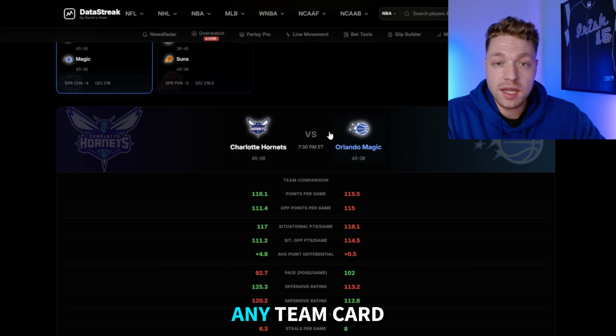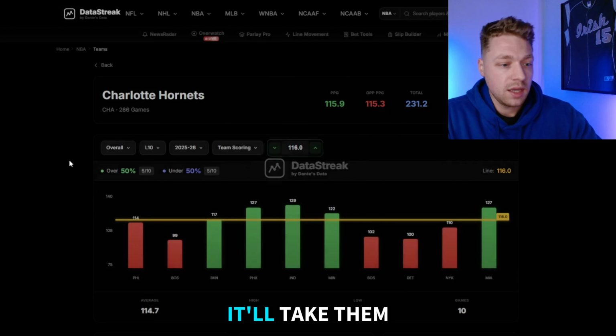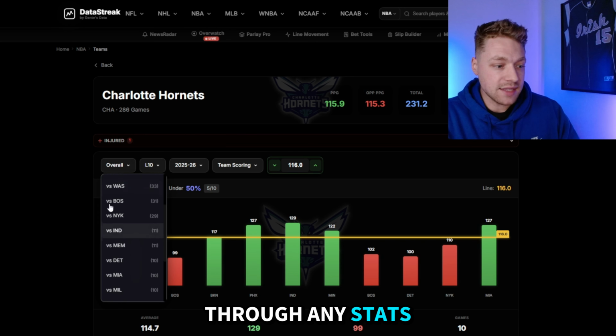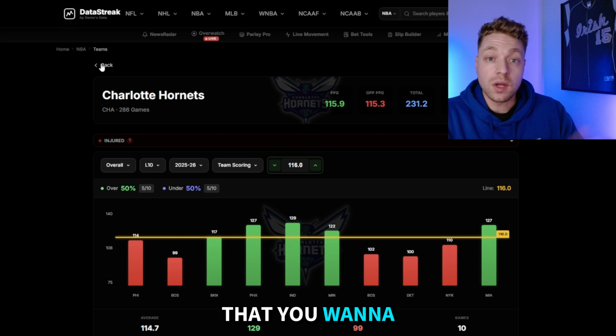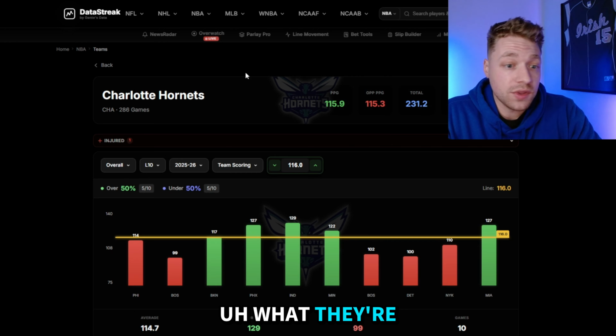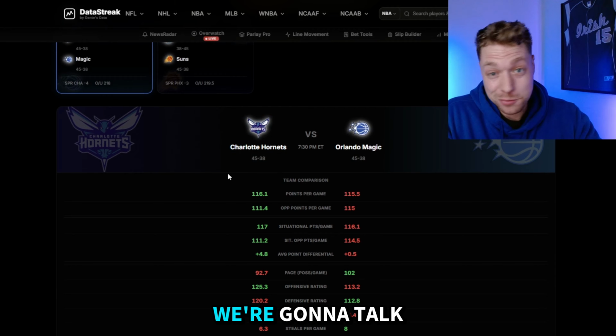If you want to click on any team card at any point, you can up here or here, and you just click. It'll take you to that team card. You can see their charts. You can click through any stats, any team that you want to look at head to head, as well as their season stats, what they're ranked in total. So we're going to click back to the main dashboard because that's what we're going to talk about in this video.